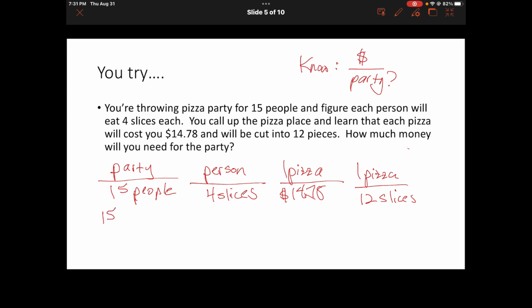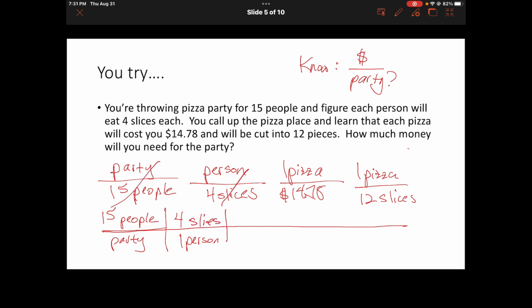So we have 15 people per party. And let's go ahead and do this in train tracks. We know that one person is going to eat 4 slices approximately. So we got those 2 taken care of. We know that there's 12 slices per one pizza. All right, and then lastly, we know that one pizza is going to cost us $14.78. All right, so let's go ahead and calculate this.